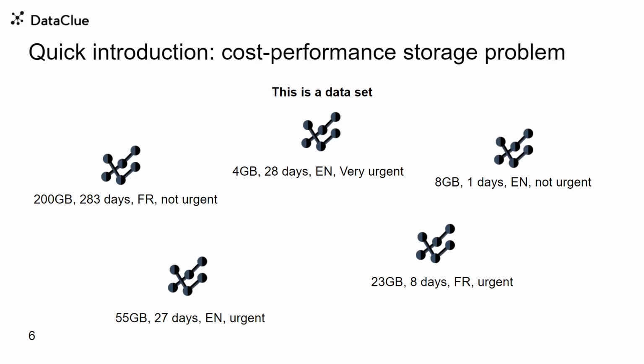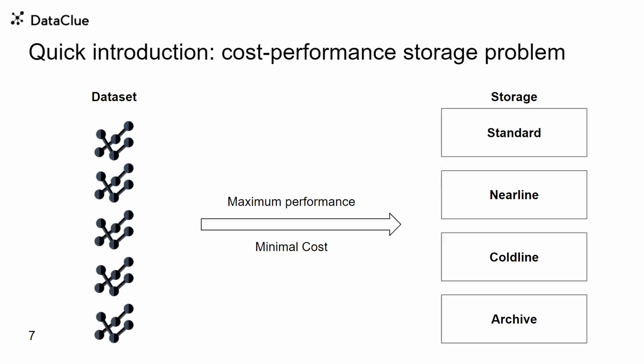So just to make it clear, the problem is as follows. We have a data set, which is actually constructed by a bunch of data points. I will talk about what data points are in a second, empirically. And on the other hand, we have a lot of bins. We discussed 4 bins: standard, nearline, coldline, and archive. But actually there are many more than that, because each one of them has a unique configuration. You can have each one of them in a few regions, which can modify the cost, and you can modify the performance, et cetera.